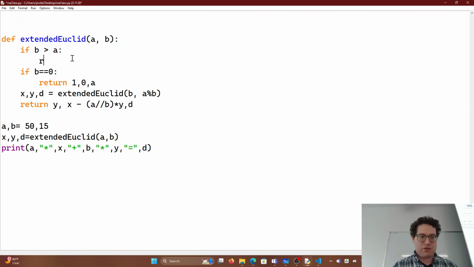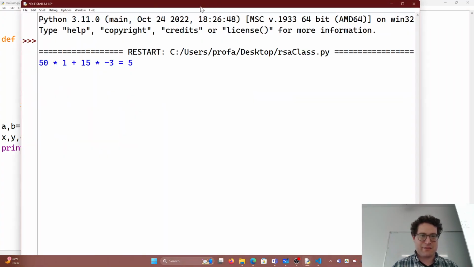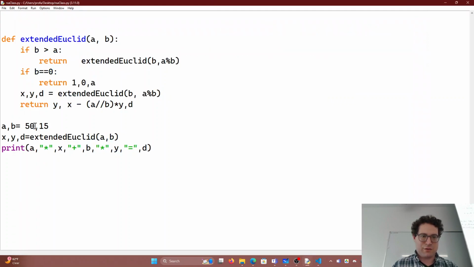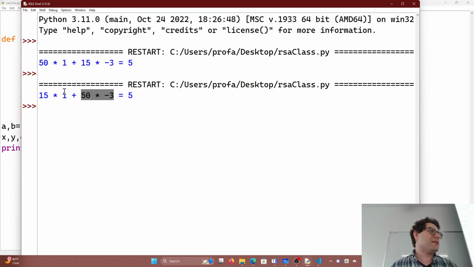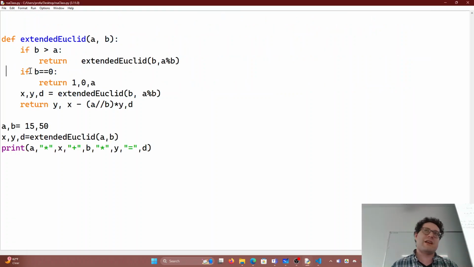In that case, we need to return the extended Euclidean algorithm, but if we do just this, it's not going to be correct. I'll show you what I mean. We do 15 and 50. It's going to give me 15 times 1 plus 50 times negative 3 is 5. It's not going to give me the numbers in the correct order. That's what's going on over there.